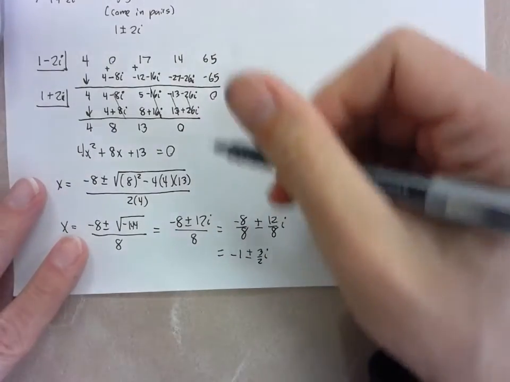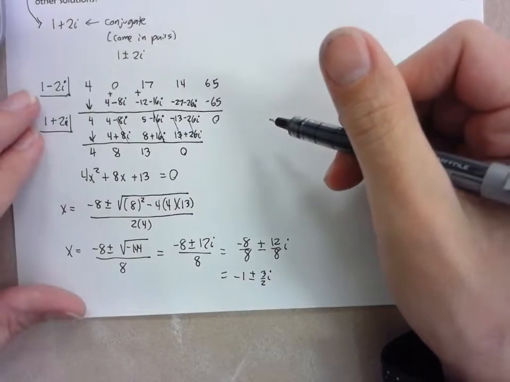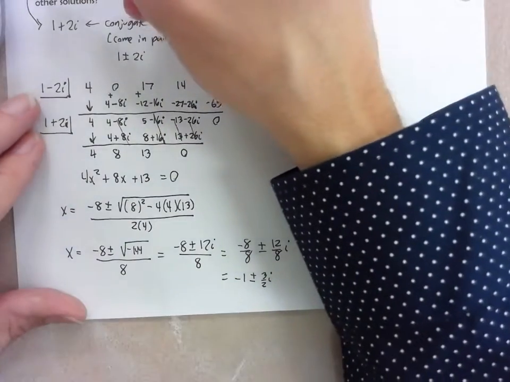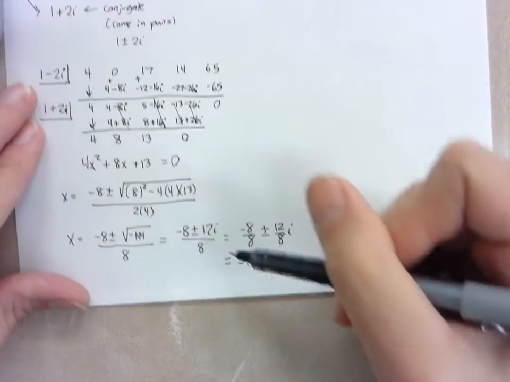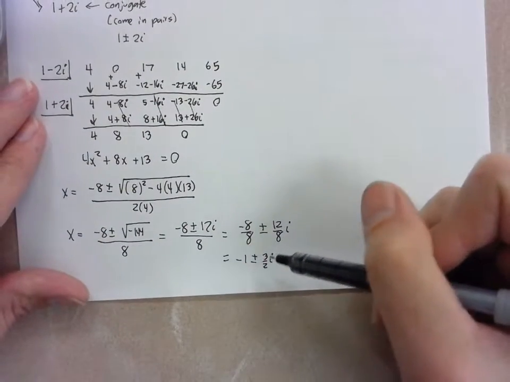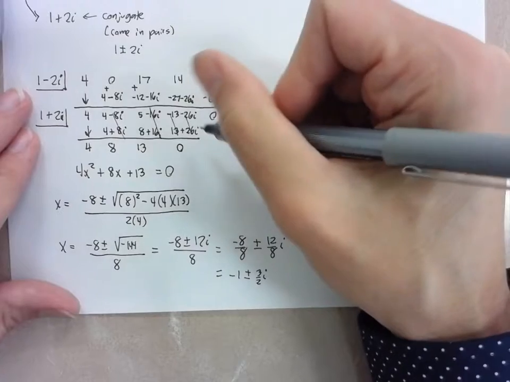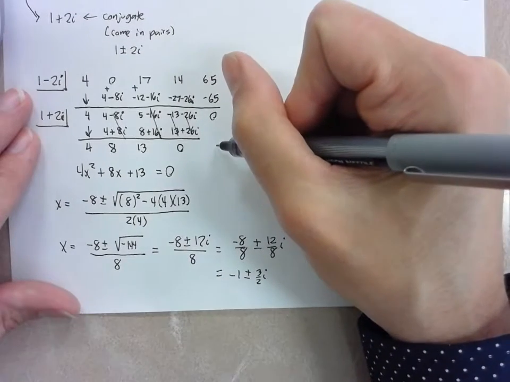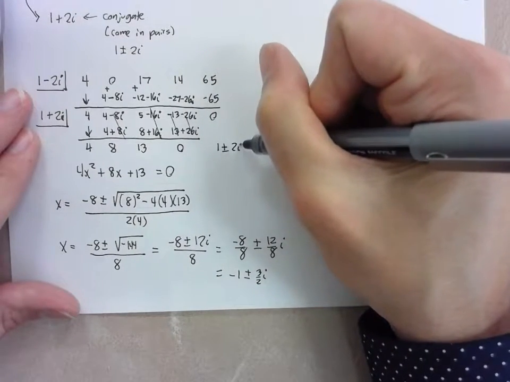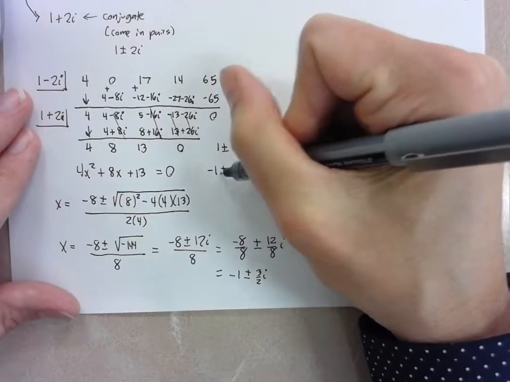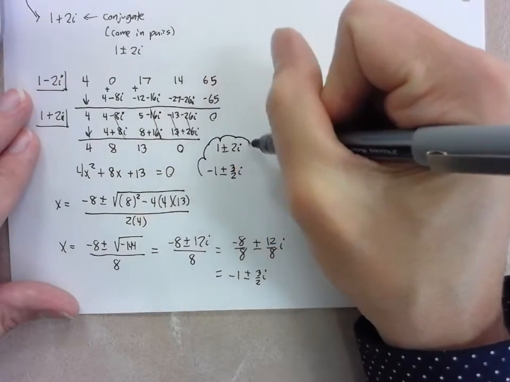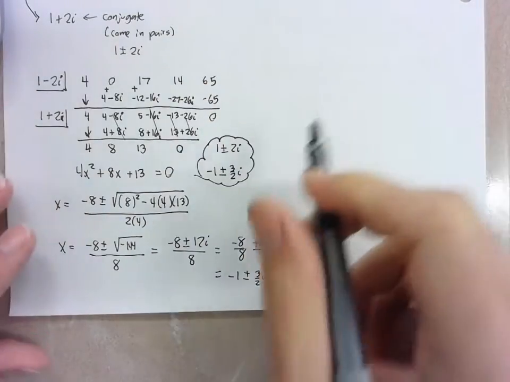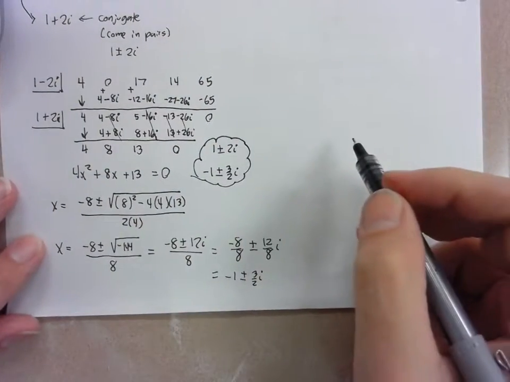So the other solution, so first of all, it says what are all the solutions? The only one that was actually given to us was 1 minus 2i. So the other ones would be 1 plus 2i and negative 1 plus or minus 3/2 i. So I'm just going to write all the solutions out. And they're all complex. So you would not see any of these cross the graph, and that's kind of the point of these.